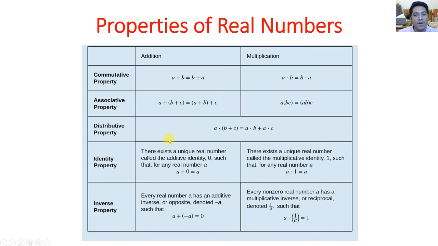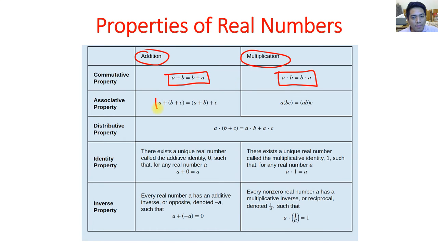So here are the properties of real numbers. You have the commutative property for addition, and you also have the commutative property for multiplication. It is very useful because it states that whenever we have a plus b, we can interchange the position without changing the result. So you have a plus b equals b plus a. Whichever comes first, it's the same. Same with multiplication, a times b will be equal to b times a, regardless of whether a is first or b is first.